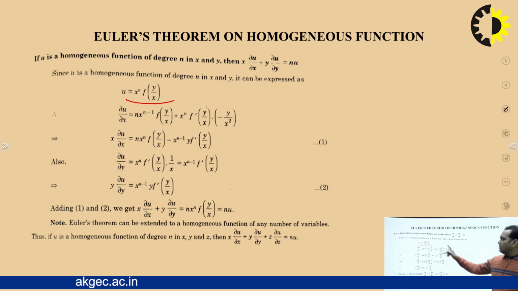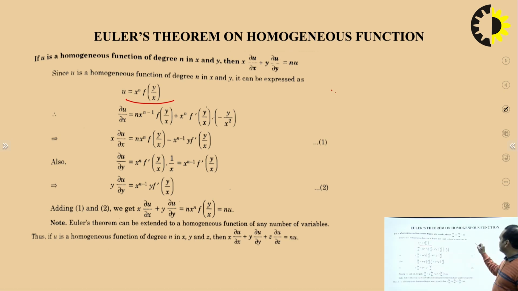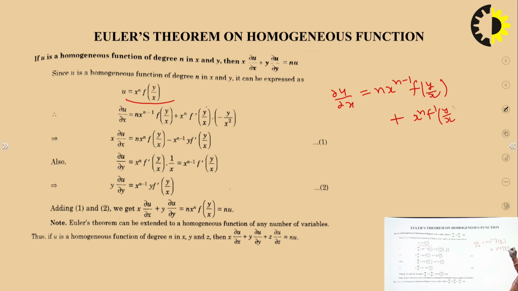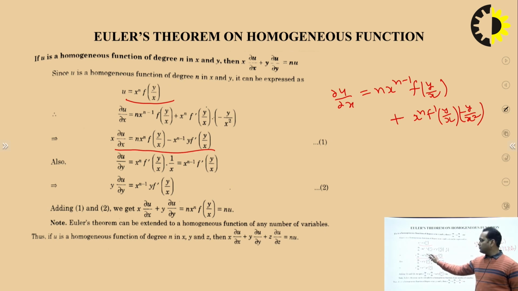Firstly, we differentiate partially with respect to x, and we get del u over del x equal to n x to the power n minus 1 f of y upon x plus x to the power n f dash y upon x, and again differentiate y upon x with respect to x. So we get minus y upon x square. So it implies x del u over del x equals n x to the power n f of y upon x minus x to the power n minus 1 y f dash y upon x. This is equation number 1.